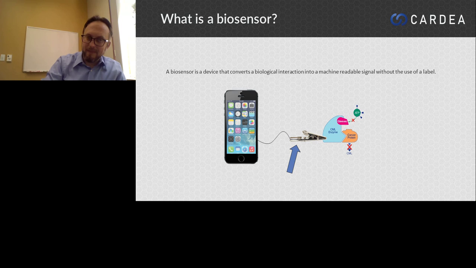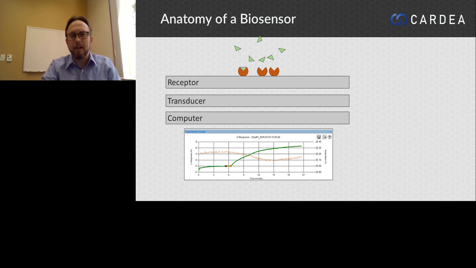So understanding really how a biosensor works, we want to start with the anatomy of a biosensor. This is important and often misunderstood. Biosensors are made up of multiple different pieces. There's the receptor, the transducer, and the computer, which also includes all the software and the way that we look at the data and understand it.